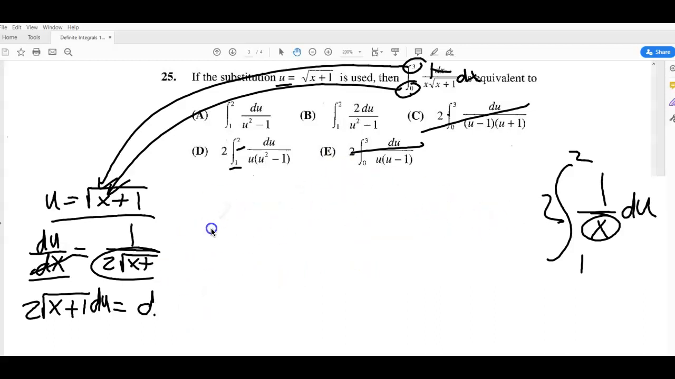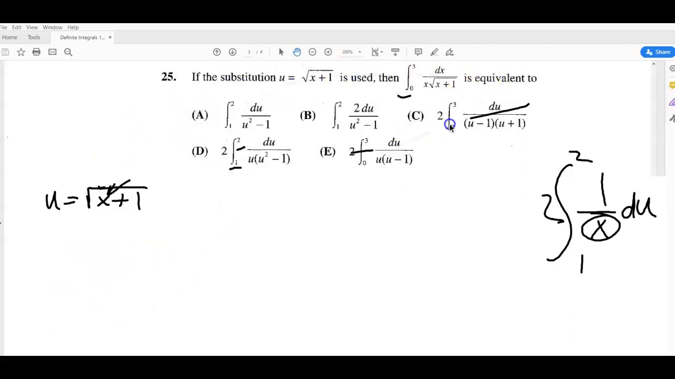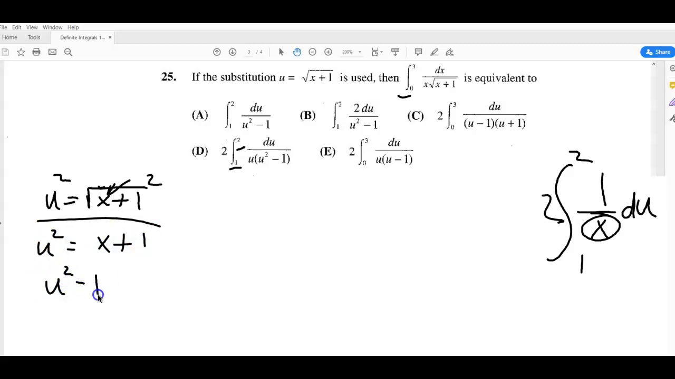So what do we do whenever there's still an x in there after we do the u substitution? Well, what we do is we revisit this little equation right here. What I'm going to do is I'm going to get x by itself. So I'm going to square both sides and then subtract 1. So now I see that x equals u squared minus 1.